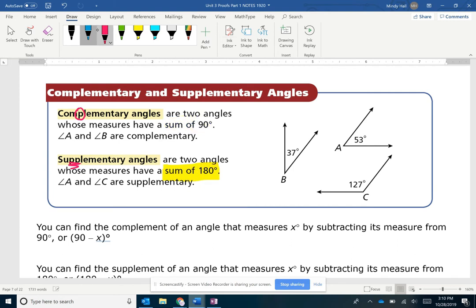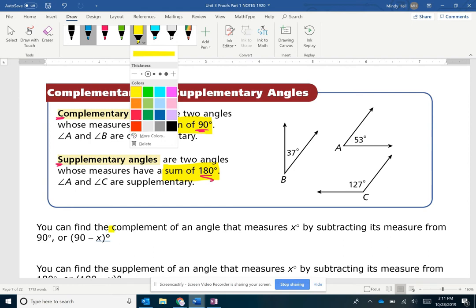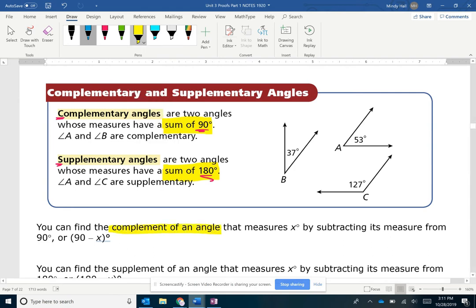Now, if that's too mathy for you, or maybe that just doesn't help you, the silly way I remember is that C comes before S in the alphabet and 90 comes before 180 when you're counting. So whenever you need to find the complement of an angle, you are going to subtract its measure from 90. So you'd have 90 minus x, which is 90 minus 45 or 90 minus 60, whatever your angle measure is.